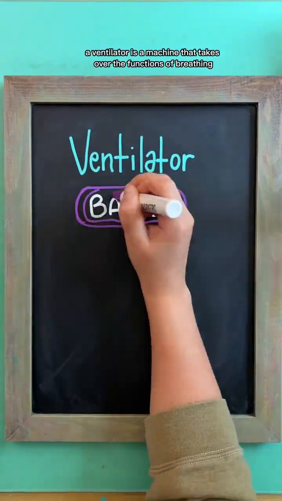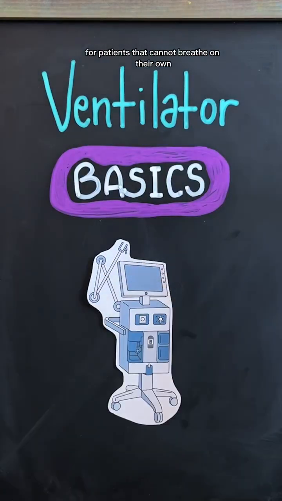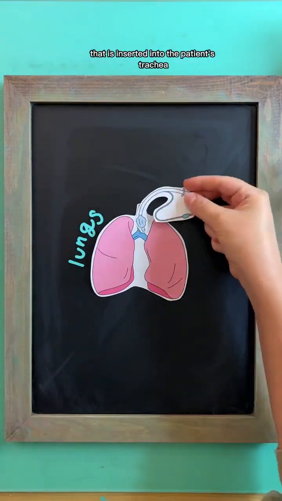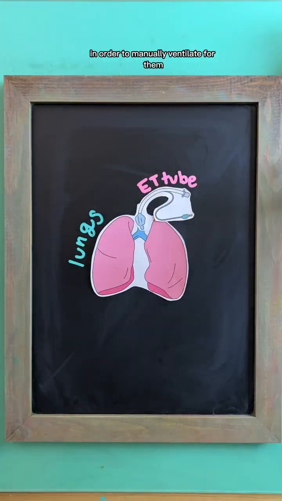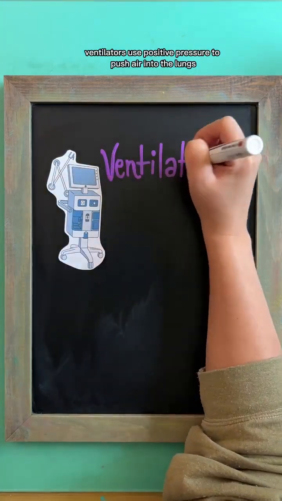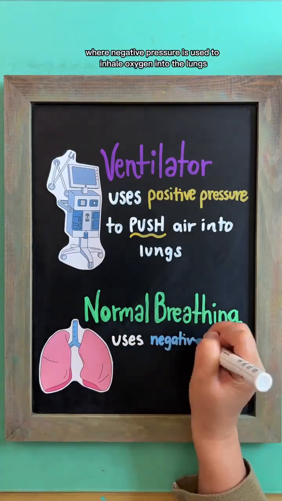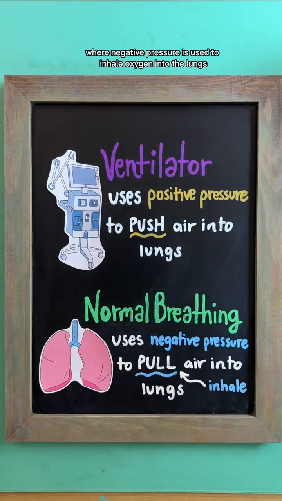A ventilator is a machine that takes over the functions of breathing for patients that cannot breathe on their own. The ventilator is connected to a tube that is inserted into the patient's trachea in order to manually ventilate for them. Ventilators use positive pressure to push air into the lungs, in comparison to normal breathing where negative pressure is used to inhale oxygen into the lungs.